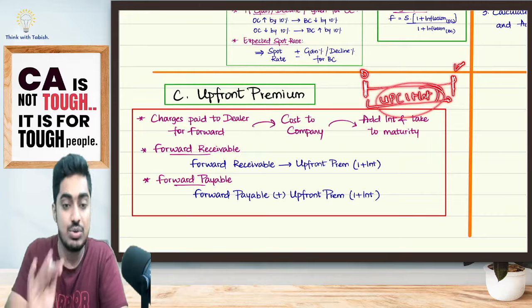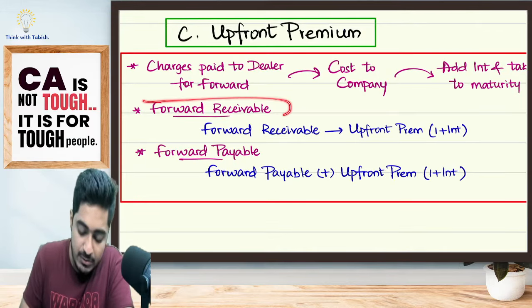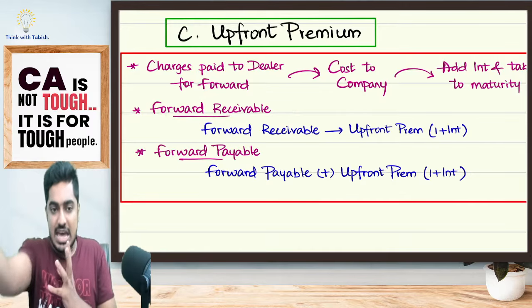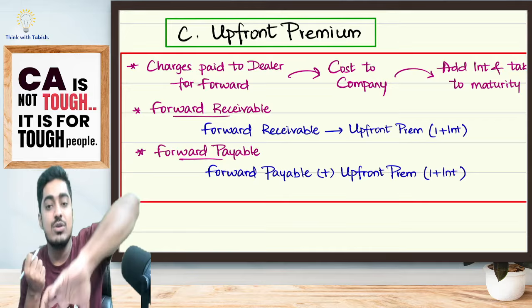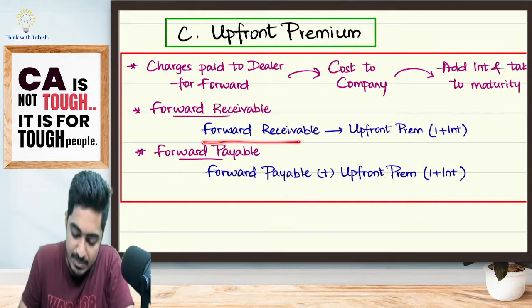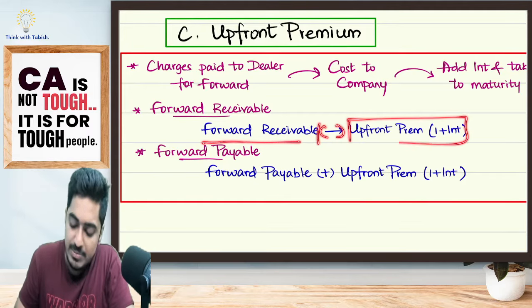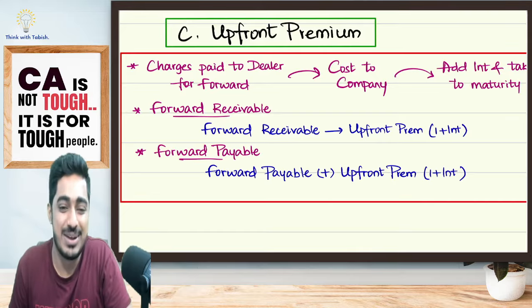Now how will I be showing the treatment? Simple. If I am having forward receivable, I am receiving money, but from that, dealer or bank will reduce the premium. So it is going to be receivable minus upfront premium into 1 plus interest.